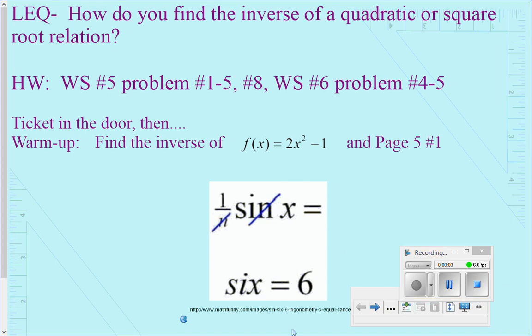This is day 18 of Unit 7. We started today with this warm-up, so pause the video and try the warm-up, and then play to check your answers.